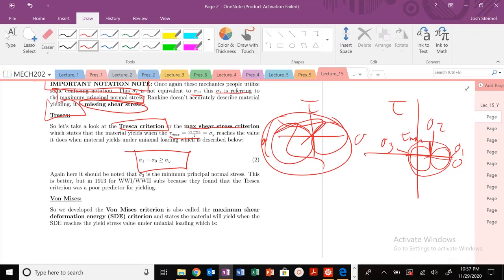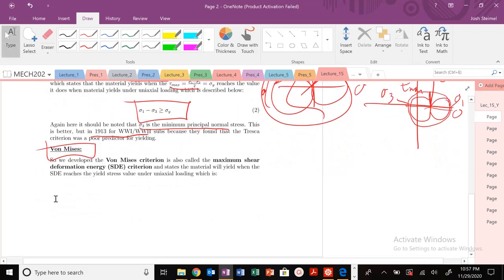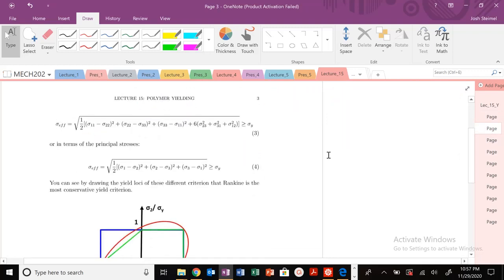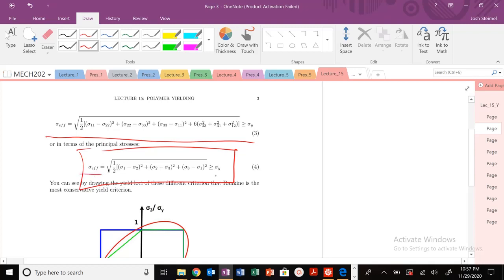But again, that's the minimum principal normal stress. In 1913, for World War I and World War II subs, this criterion was actually a very, very poor predictor for yielding. So instead, they developed the von Mises criterion. The von Mises criterion is the maximum shear deformation energy criterion. And you can see here that this actually takes into account basically all of the components in our stress tensor, as long as we're dealing with a homogeneous isotropic elastic material. I'd definitely use this equation instead. So here, if our sigma effective is greater than my yield stress, it fails.